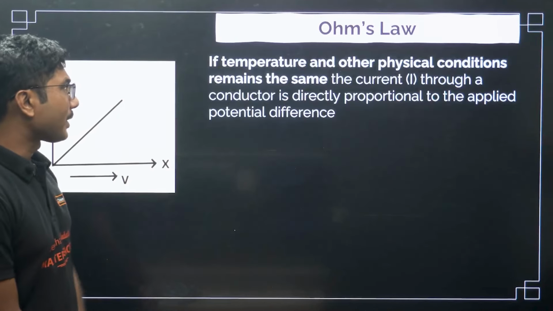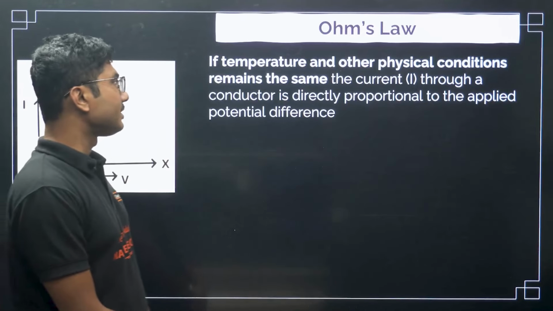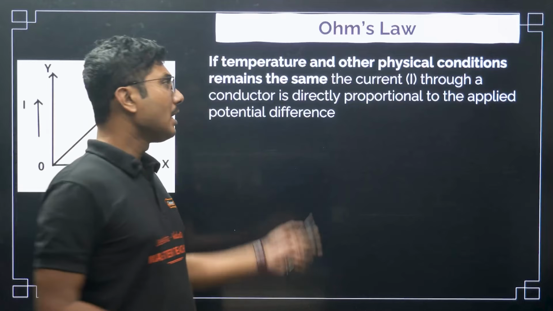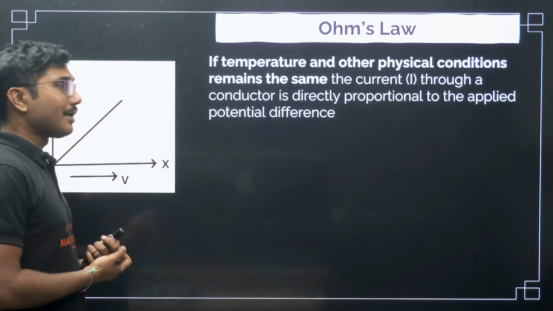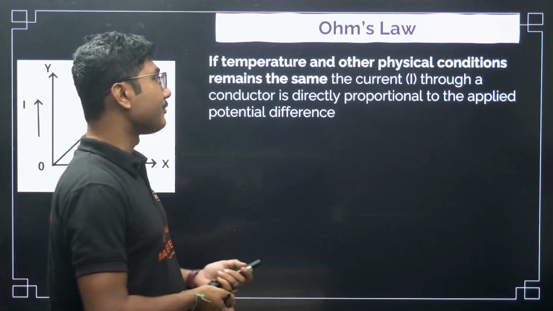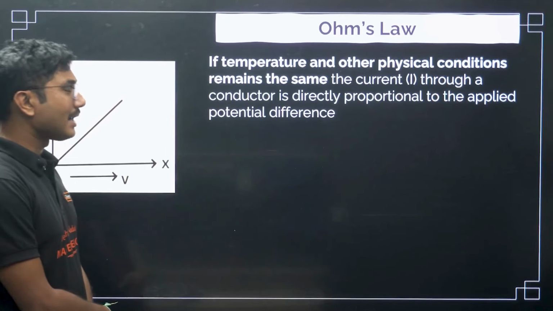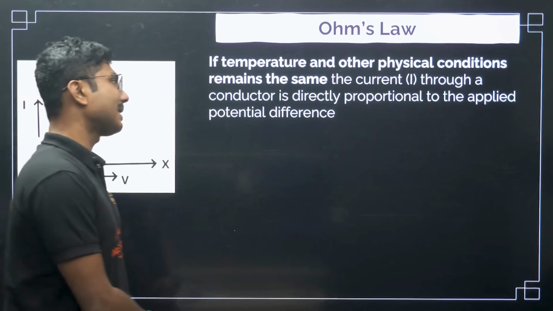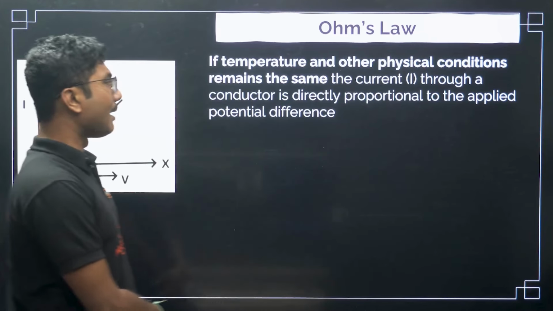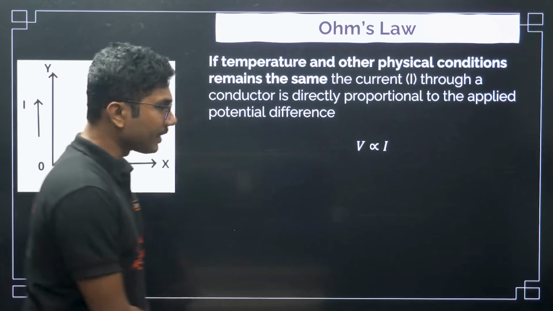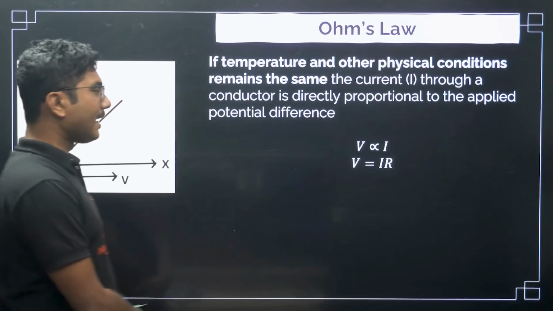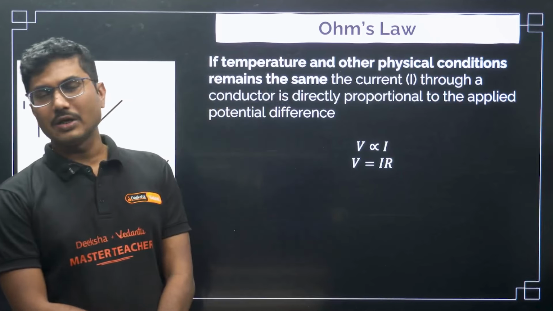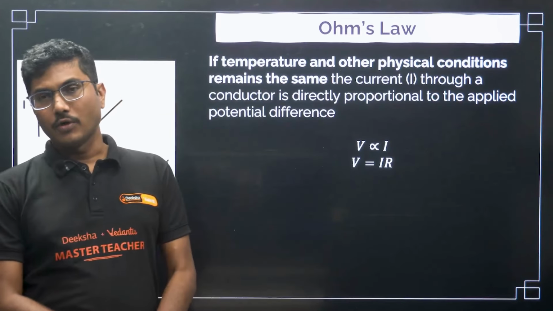If temperature and other physical conditions remain the same, the current I... so we have discussed what is the source of current. Now let us understand a bit the relationship between current and potential difference. If temperature and other physical conditions remain the same, the current I through a conductor is directly proportional to the applied potential difference. So V is proportional to I. And if you remove the proportionality sign, it gives you V = IR, the very common, very well known formula of Ohm's law.